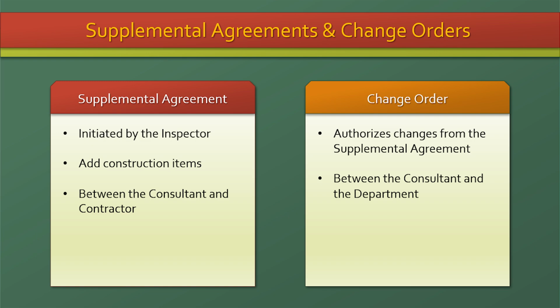All supplemental agreements must be initiated by the on-site inspector as outlined in the Supplemental Specifications for Construction and Remediation Contract. The consultant is responsible for limiting these unknown factors as much as possible. An example of a supplemental agreement would be to add a wet seal in the area of a previously unknown collapsed portal that is discovered during construction. A change order is a written agreement between the consultant and the department authorizing the changes to the supplemental agreement.